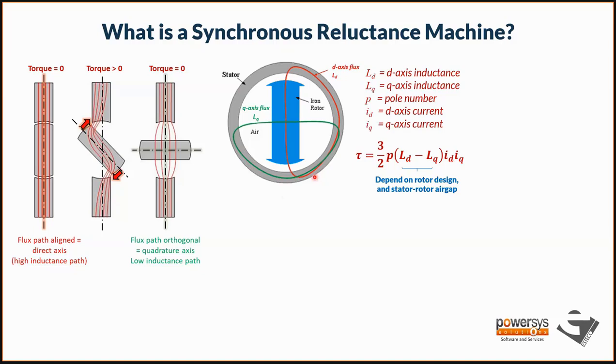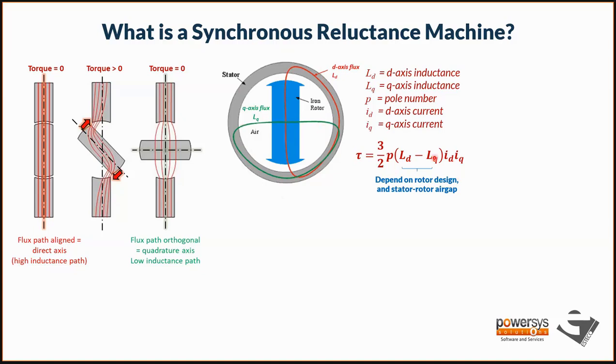And here, with the stator winding, we can inject two different currents, D-axis current and Q-axis current, which produce corresponding fluxes in the D and Q axis. With that, we can also define something called inductance, which is a function of the rotor design and the stator and rotor air gap. In the axis where the flux can flow freely, or less reluctance, is the high inductance axis, and the other one will be the low inductance axis.